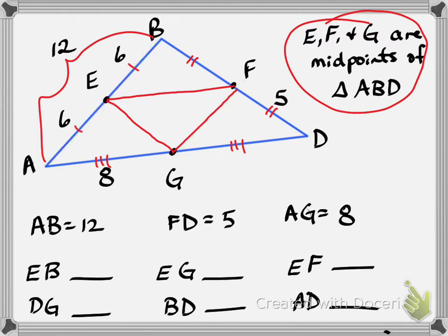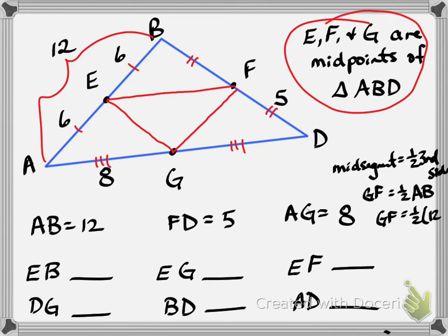So we just wrote down a theorem that said the mid-segment is half the third side. Well, the mid-segment then, GF, is half of the third side, AB. Well, if AB is 12, GF is half of 12. So GF is 6. So this is 6 right here. Okay, that was fun. Let's do it again.